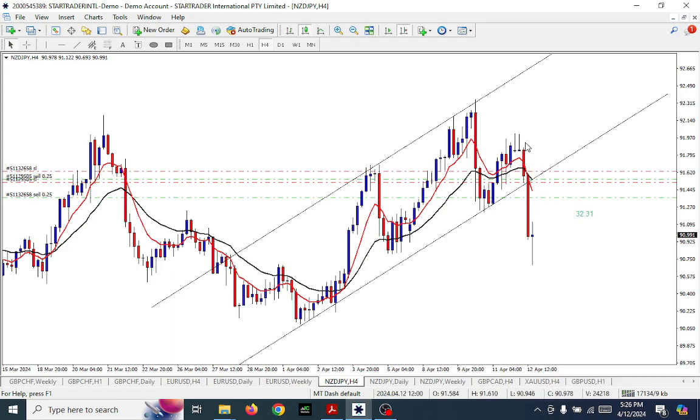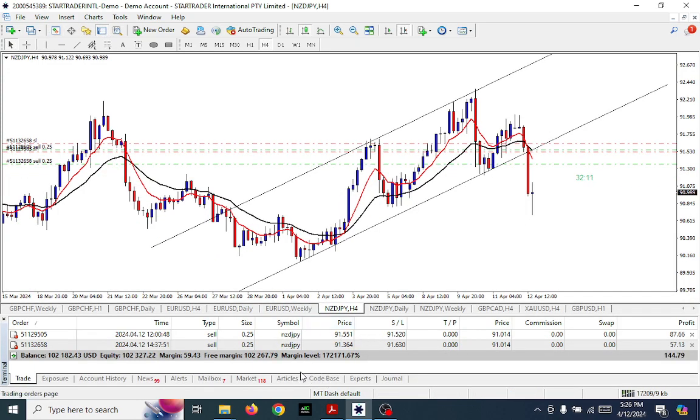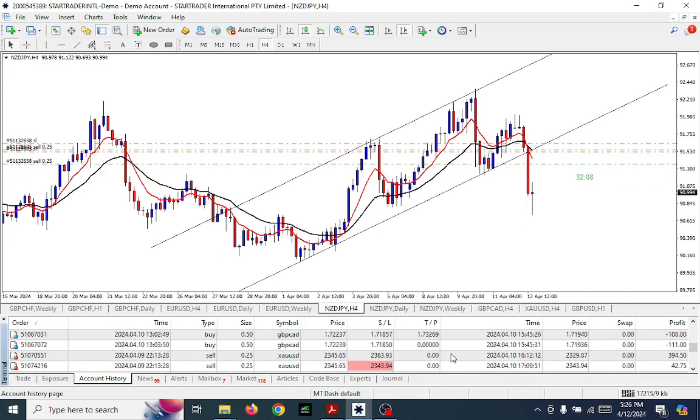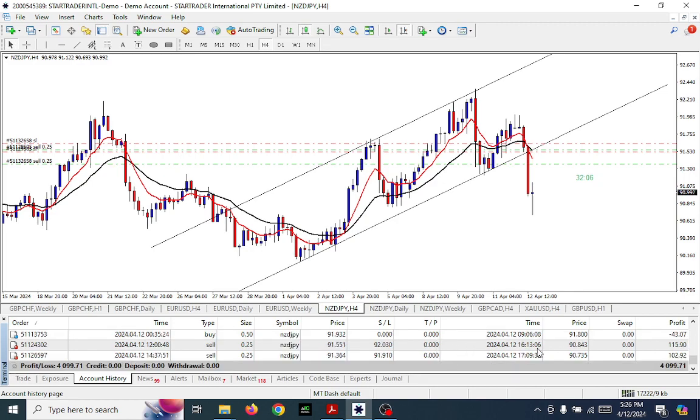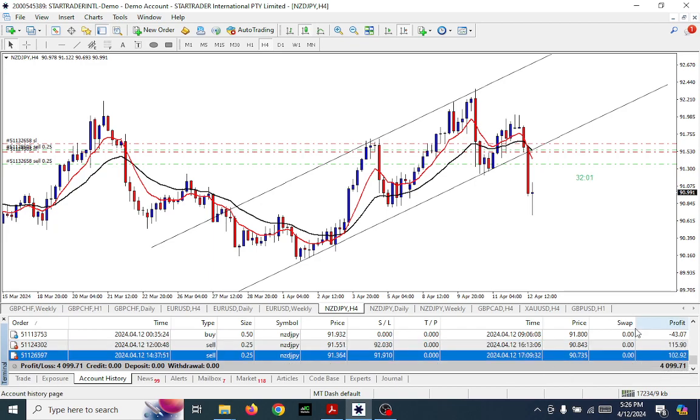Initially I put my stop loss somewhere here, but as the market was going in my direction, I started trailing my stop loss. Because I entered two positions, I moved the first position to break even so that I can lock in some profit, then I allowed the other one to run. I took some partial profit too. Guys, if you look at the trade history, the account history, you see that I took some partial profits. You can see I took this partial profit and this partial profit. So guys, it's very instructive.